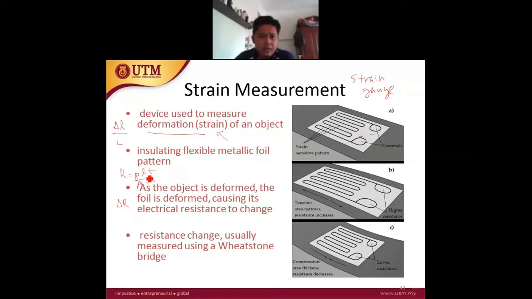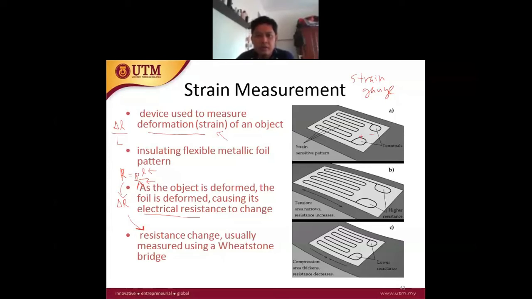So due to the change of the variables, we can detect the change of the electrical resistance. This resistance change delta R, usually we measure with a Wheatstone bridge, because this is a passive transducer where the output is not self-generating, meaning it does not generate its own EMF. So we need to use a signal conditioning circuit to relate the input with the output voltage.